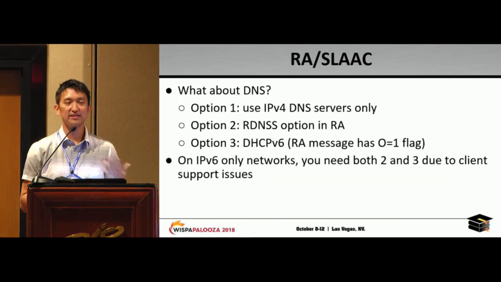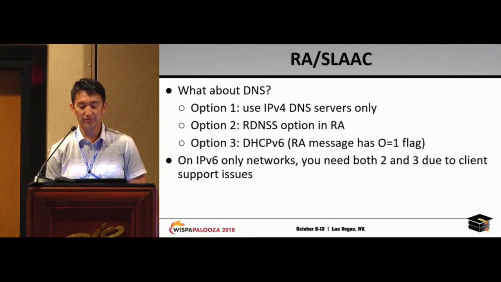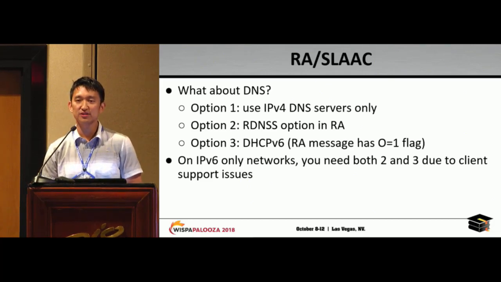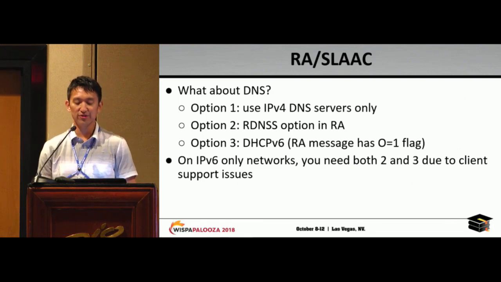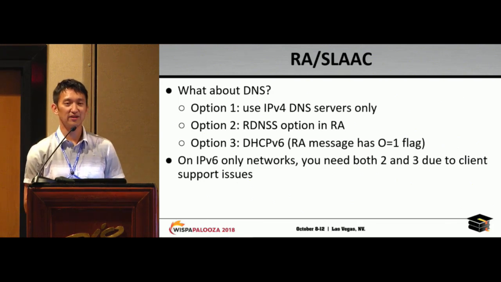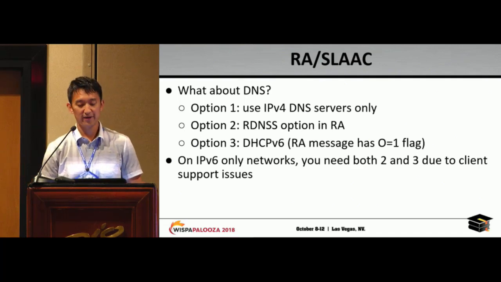So one of the other things that you usually get with DHCP is you also get your DNS server and all sorts of other options and goodies. And so you have a few options if you're going to use router advertisement and SLAAC in a V6 world. You can, for example, use just V4 DNS only. If you are running a dual stack system, then most clients will still have a V4 address, and so they can still use their V4 DNS server as they were.